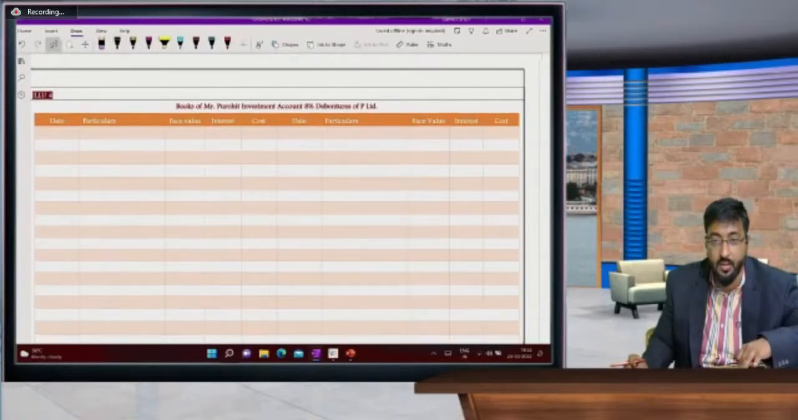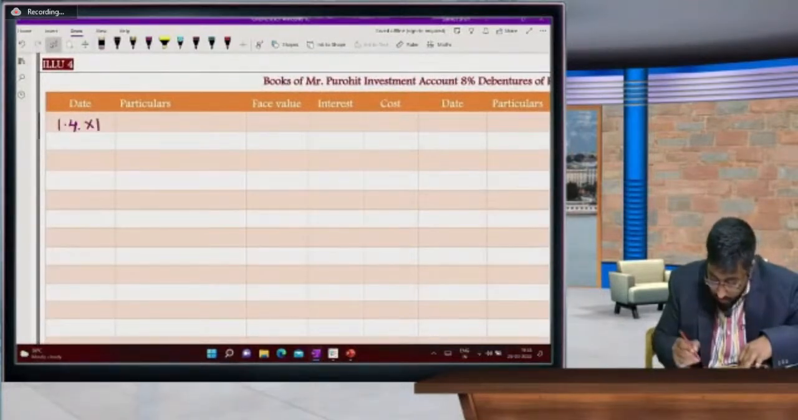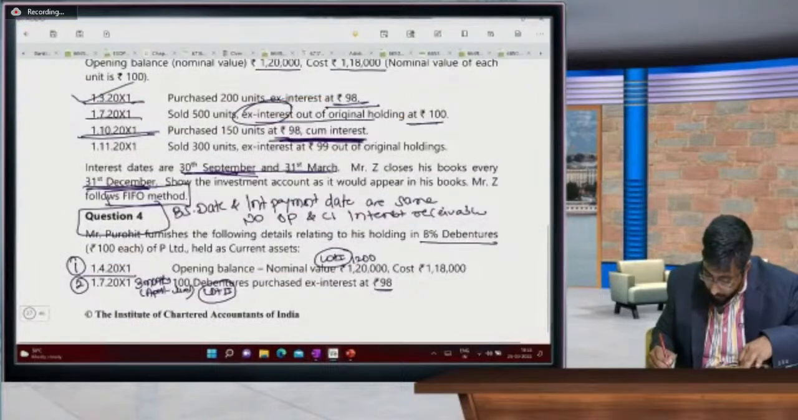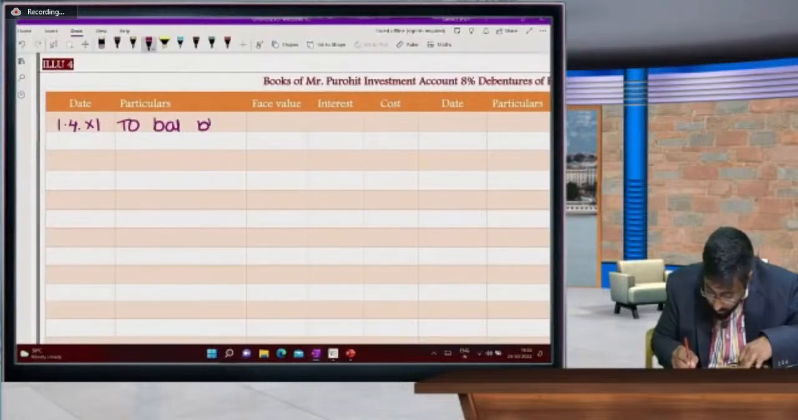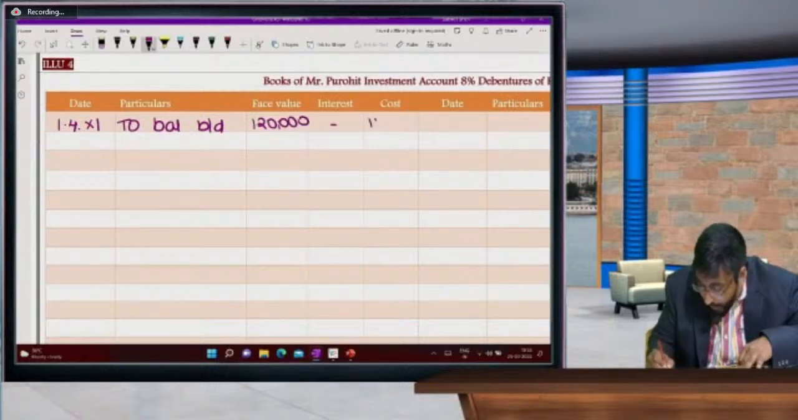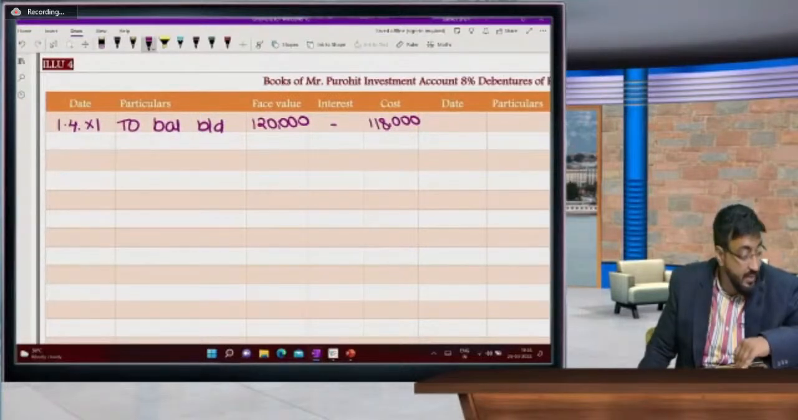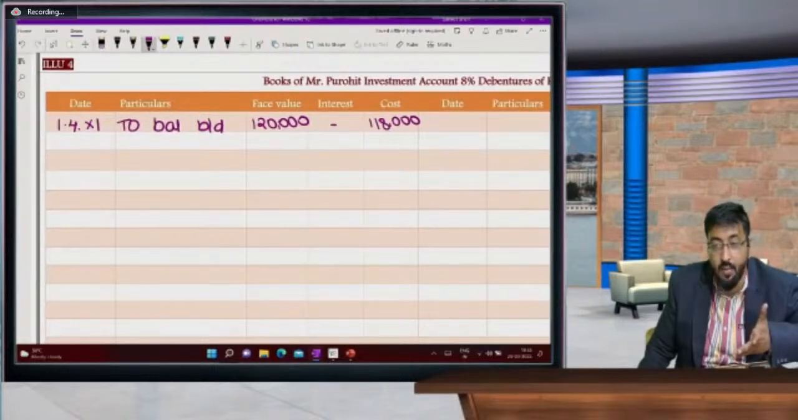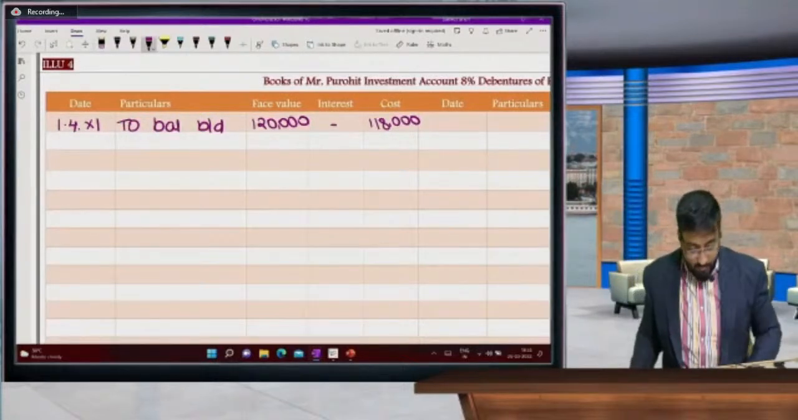Chalo. So tell me, what is the first date, Pratham? 1/4/2001. What is the opening balance? To balance brought down. Face value 1,20,000, cost 1,18,000. Can you tell me whether there is any opening interest receivable? You don't remember this either. I just told you, balance sheet date and interest payment date are not the same. No opening interest receivable, beta. What is the next date?